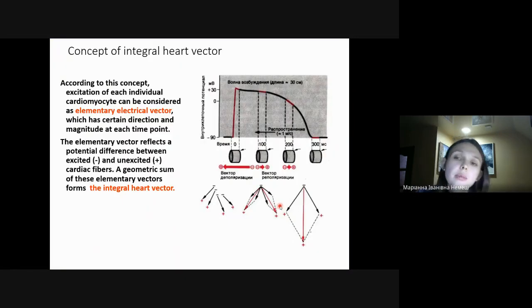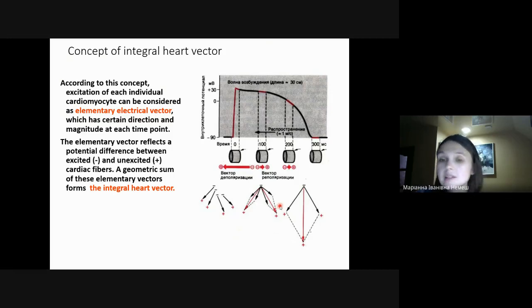So, let us discuss the concept of the integral heart vector. According to this concept, the excitation of each individual cardiomyocyte can be considered as an elementary electrical vector, which has a certain direction and magnitude at each time point. The elementary vector reflects potential differences between excited and unexcited cardiac fibers. A geometric sum of these elementary vectors forms the integral heart vector.